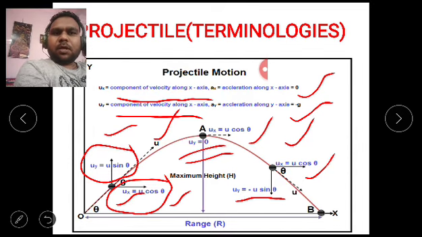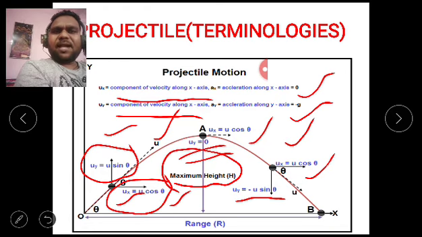Now we will talk about range and maximum height. Range is the total distance traveled between the point of projection and the lowest point in the trajectory where the projectile completes its journey, and maximum height is the maximum distance traveled along the y-axis. The highest vertical point on the trajectory of the projectile is called maximum height. We will move to the next slide now.